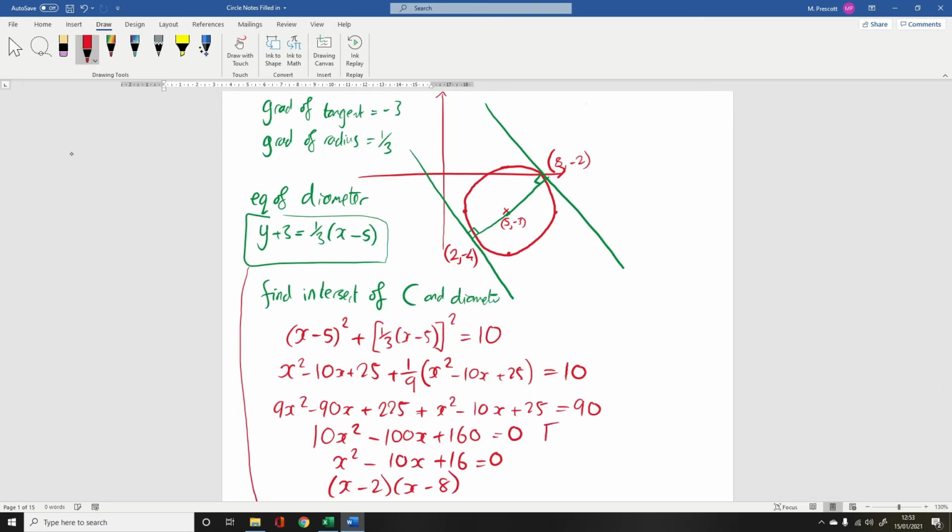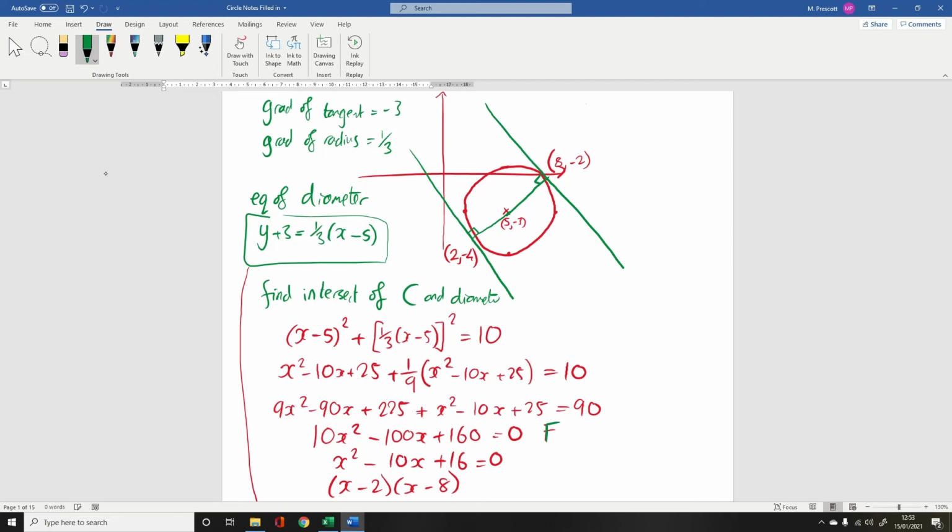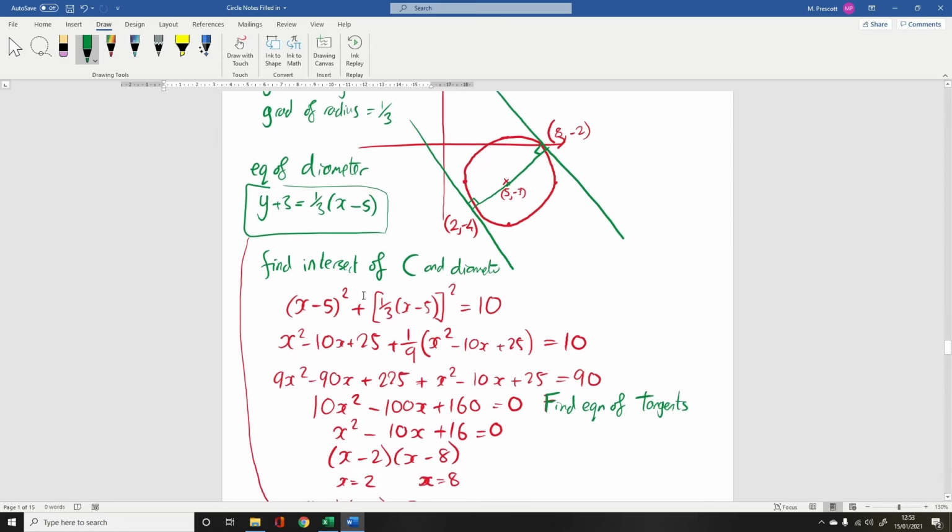So we can find, let's change colour, we can find the equation of the tangents using the fact that they've got a gradient of minus 3 and they've got one of those coordinates. So let's find the one where x equals 8 first. y plus 2 equals minus 3 brackets x minus 8.